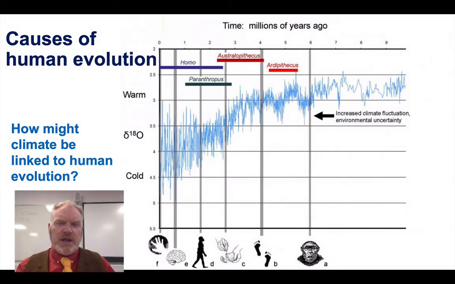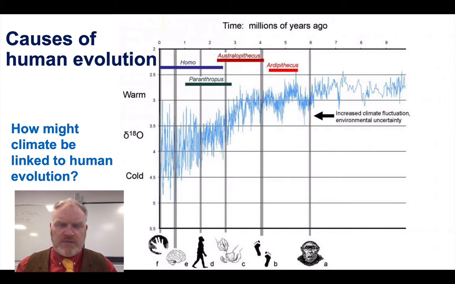I think there are two key messages that come out of this graph. The first, perhaps most obviously, is that the climate is cooling over this period of time, particularly over the last 4 million years or so, reflecting the change to the glacial periods that are characteristic of the Quaternary in the last 2 million years. But it's not just the fact that the climate is cooling.